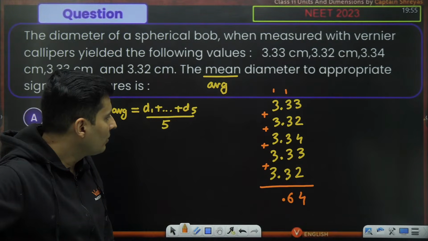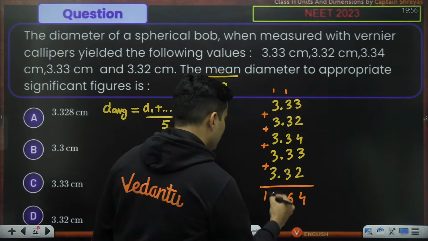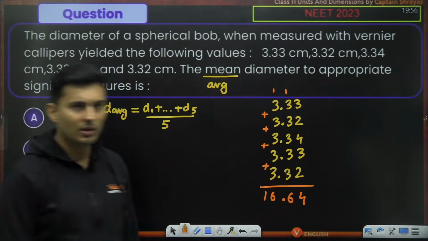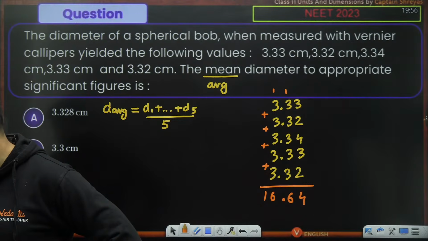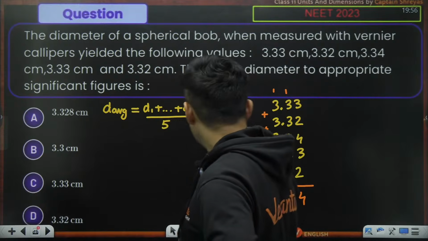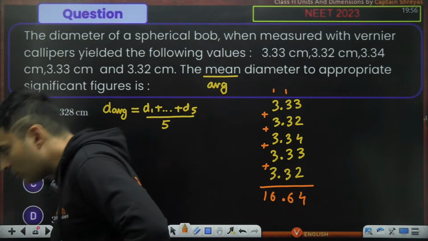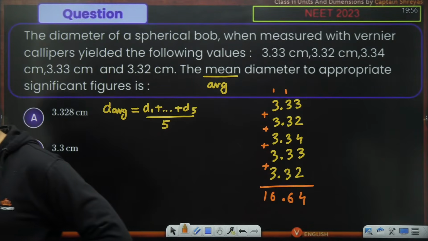1, 2, 3, 4, 5, 15 plus 1, 16. So this will be 16.64. Just check this out. 16.64. Everyone is getting 16.64, my dear students. Everybody? Okay. Yes. Very good. Not 9.4. Just check it out. It is 16.64 only.